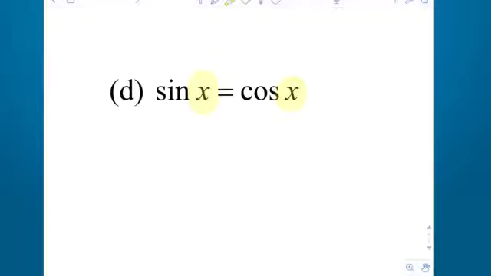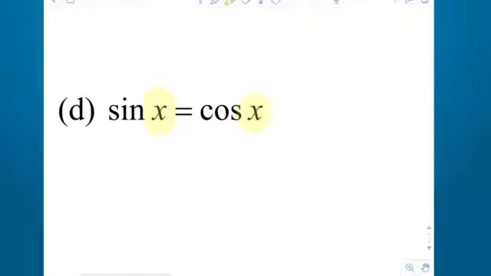You could, like which one? She was recommending a cofunction identity, but that's not quite going to work because the angles get changed. We can use any of the Pythagorean identities here, right? Because they're not squared. Can you square both sides?